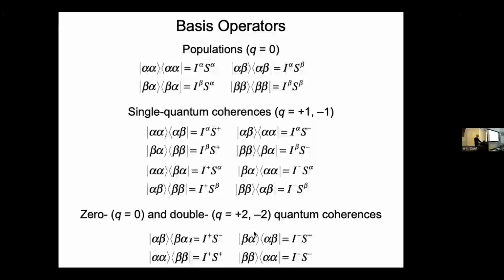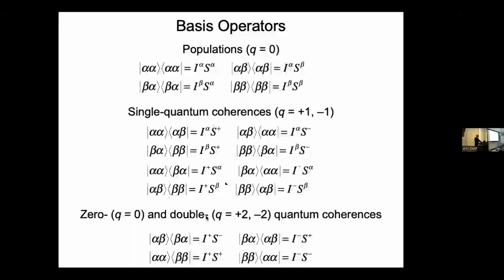And then we have some double quantum coherences where both quantum numbers change. So beta goes to alpha goes to beta, that's I plus S minus. There's I minus S plus, I plus S plus, I minus S minus. And if you count them up, there's 16 operators there. And I could work out what their matrices look like. I'm not going to do it, I don't think.